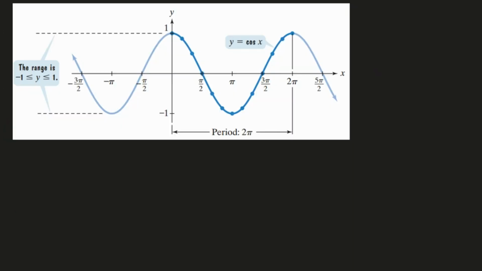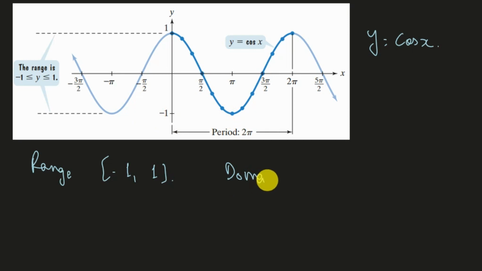So this is the perfect graph. If you sketch it on desmos.com, you'll obtain the graph like this. This is for y equals cosine x. Now a few things we can observe from here. We can see that the range is between -1 and 1, right? I can write the range for cosine x as -1 to 1. Now the domain: x can vary from -infinity to infinity. So the domain would be -infinity to infinity, right?